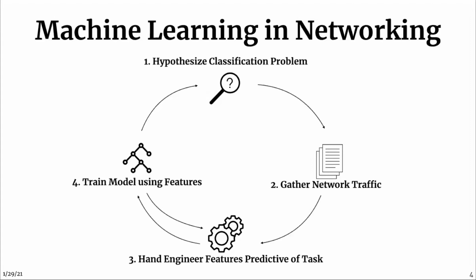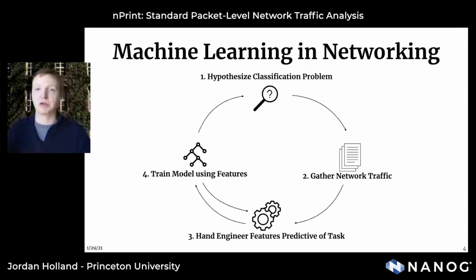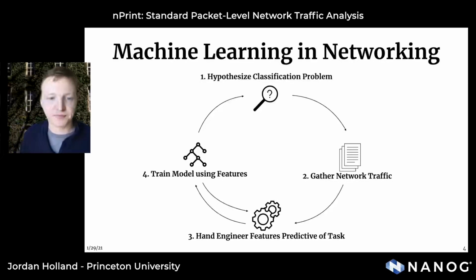And then we're going to train a model on those features we've extracted, and hopefully it does well, but really this goes back and forth. We're going to take the performance of our model and say, oh, we could probably do better. And we're going to hand engineer more features, and then we're going to train another model. And we're going to continue doing this until we're satisfied with the model's performance.